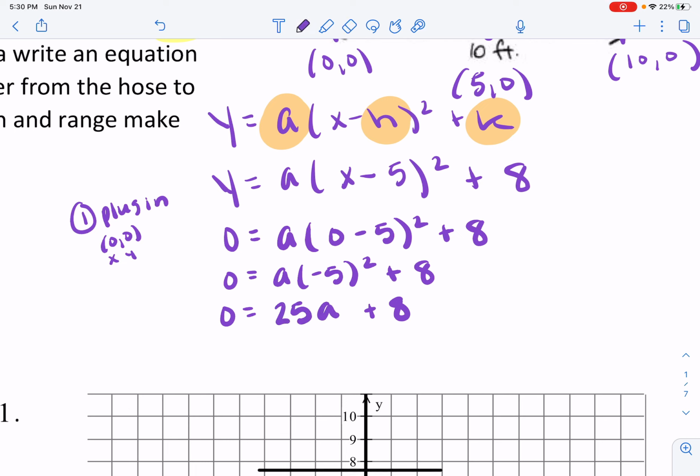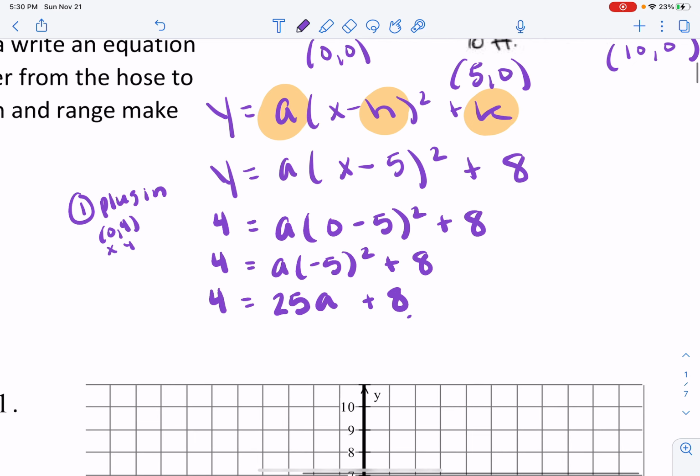All right. So now let's go ahead and solve. And sorry, I meant to plug in a 4 for y because that was the point that we started at. Normally we plug in, usually we do 0, 0. All right, then I'm going to subtract 8. So then that leaves us with negative 4 is equal to 25a. I will divide by 25. So a is equal to negative 4 over 25.